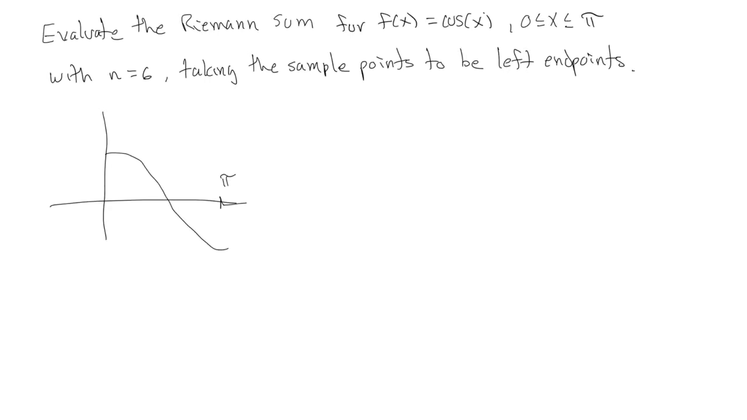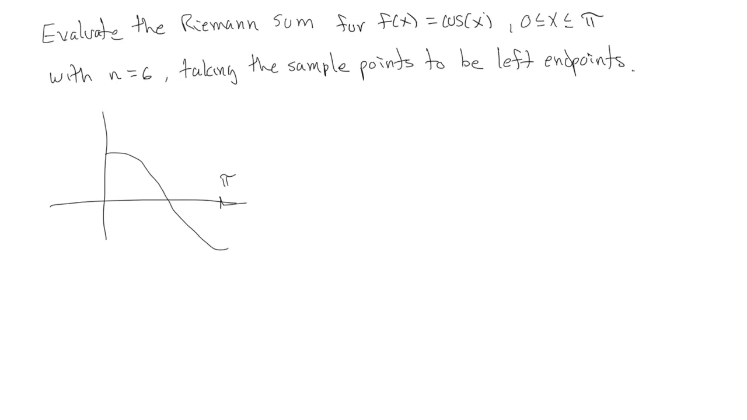But because we're using n equals 6 rectangles, we may not get exactly 0 because we might have some overestimate or underestimate depending on what these rectangles look like, and we'll see that in a minute. We should get something kind of close to 0, I would think.